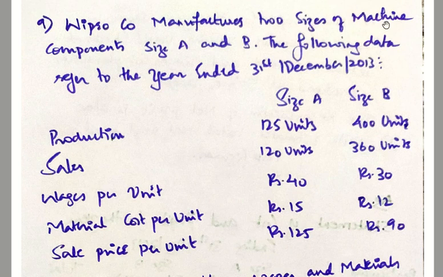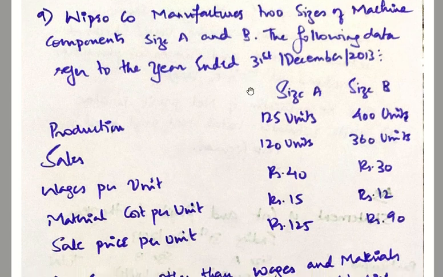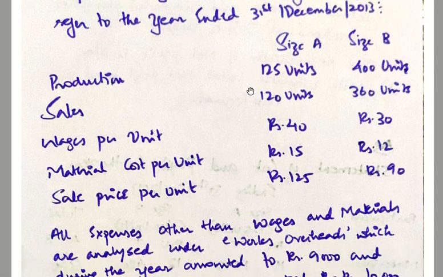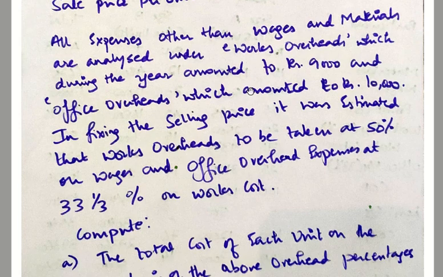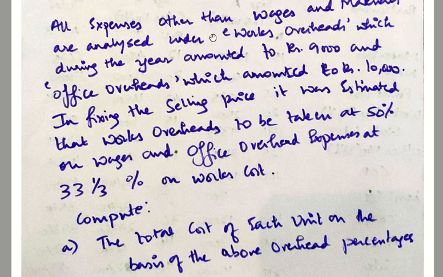Wipro company manufactures two sizes of machine components, size A and size B. The following data refer to the year ended 31st December 2013. So you have production, sales, wages per unit, material cost per unit, and sales price per unit given. All expenses other than wages and materials are analyzed under works overheads, which during the year amounted to rupees 9,000, and office overheads amounted to rupees 10,000.